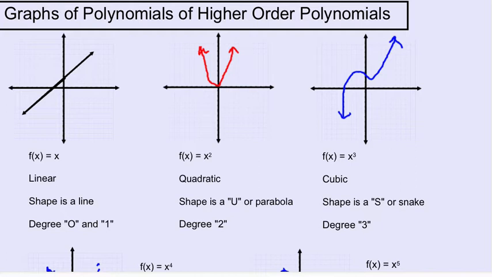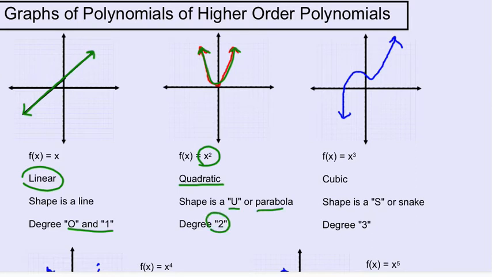So this first function over on the left is a linear function. Its shape is a line. The degree is either a 0 or a 1. The second one you've already learned how to graph is a parabola. Parabolas can open up or open down in our class. The function looks like this, x squared. We call it a quadratic. The shape is a U or a parabola and its degree is a 2.